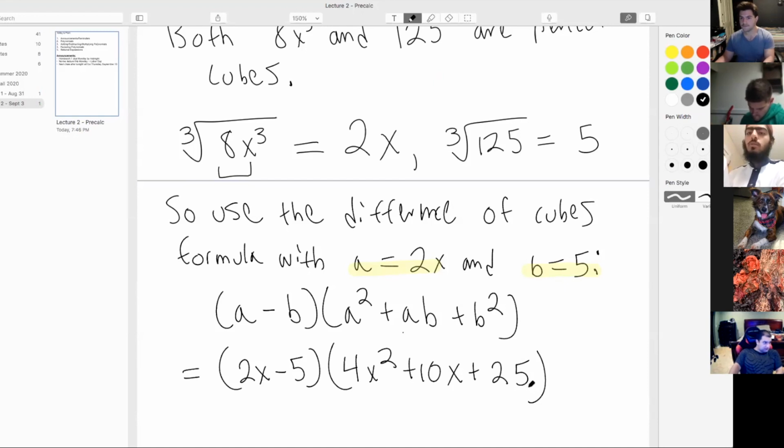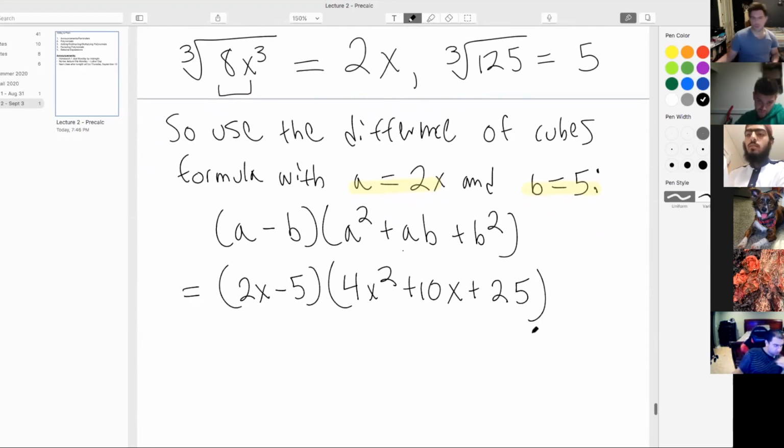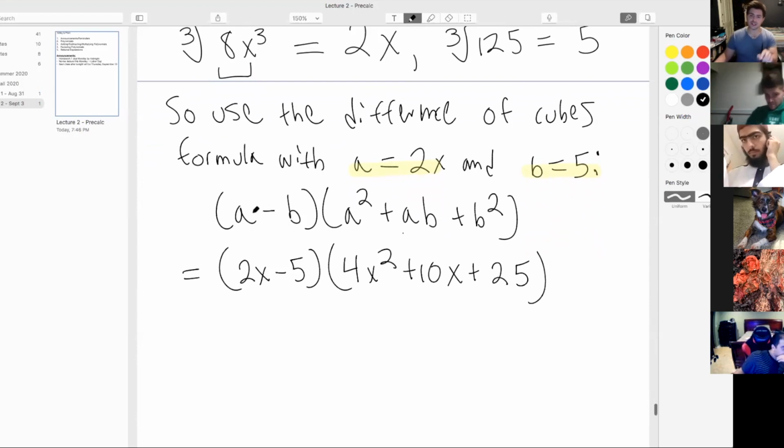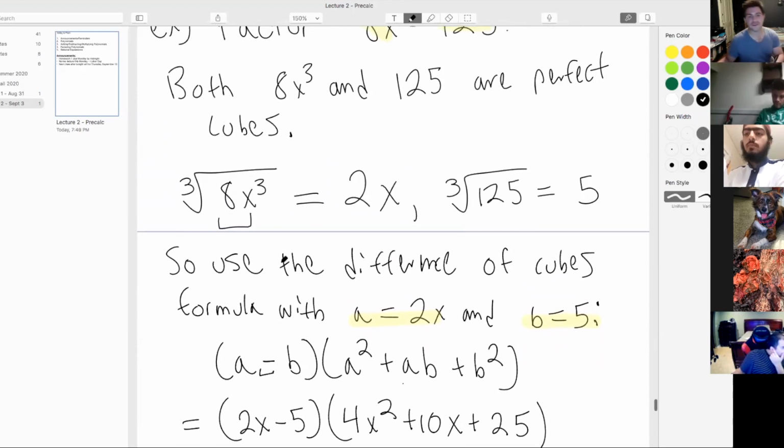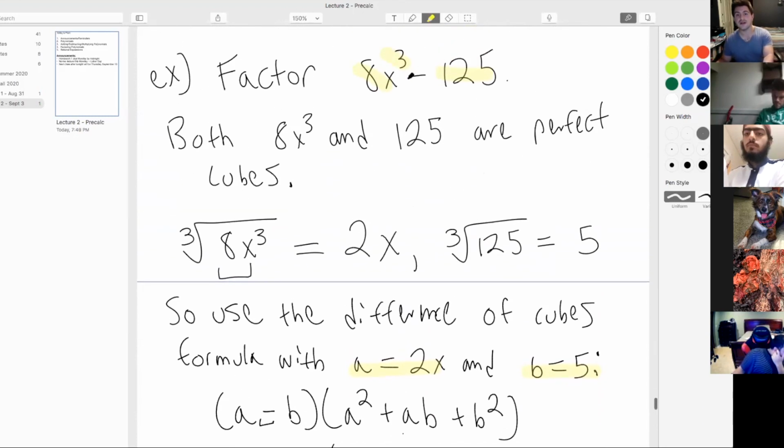Can you substitute 5 for a, or no? It has to be kept in that order. A equals 2x and b equals 5. Yeah, the reason it needs to be in this order is because we have a subtraction sign. If it was an addition, the order wouldn't matter because a plus b is the same as b plus a. So the order of addition doesn't matter, but the order of subtraction does matter. A minus b is not the same as b minus a. Yeah, so for the difference of 2 cubes, since there's a minus sign here, it does matter. Good question, thank you.